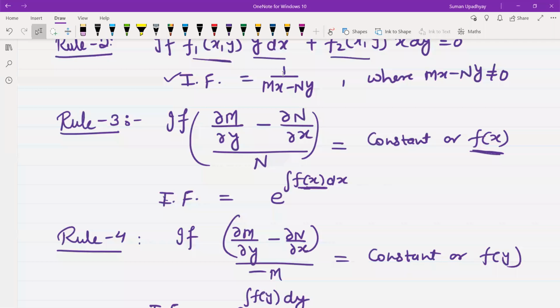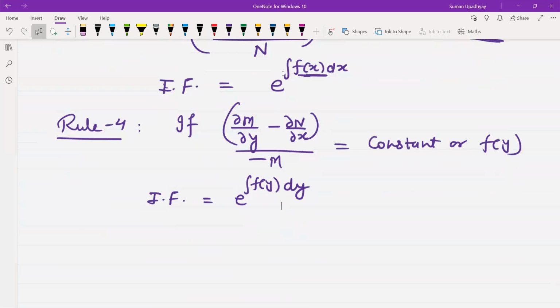Rule number 3 says if your given differential equation is not homogeneous, that does not fit in rule number 2 also, at that time you're going to apply rule number 3, for which you have to calculate this factor: del m by del y minus del n by del x, upon n. If this factor comes out to be a constant or a function of x only, then the integrating factor will be e raised to integration of f of x. The same is with rule number 4. In rule number 4, we are dividing it by minus m, and the function should be in terms of y only, or it should be a constant. The integrating factor will be e raised to integration of f of y dy.